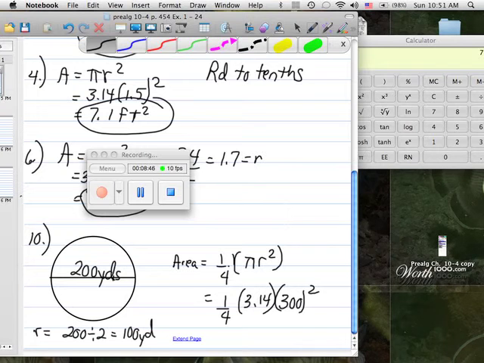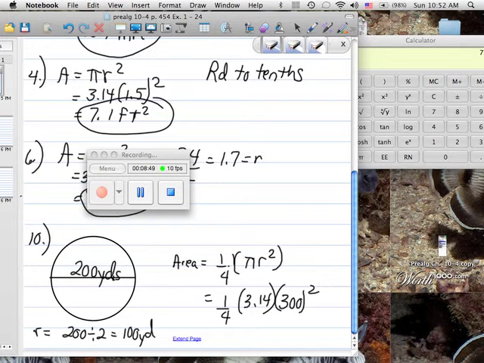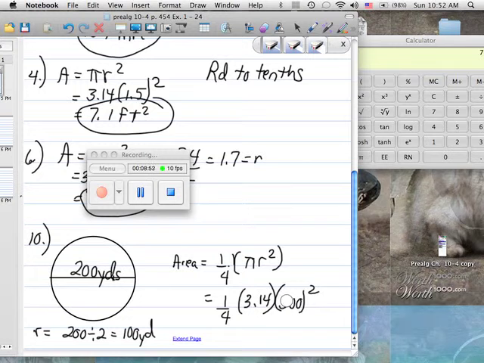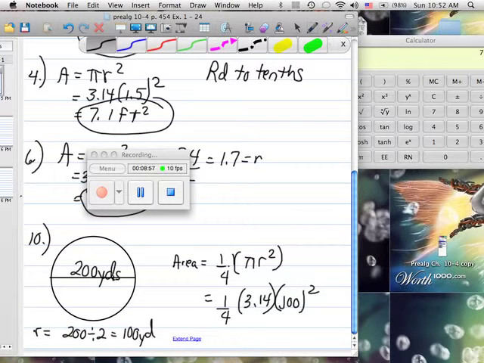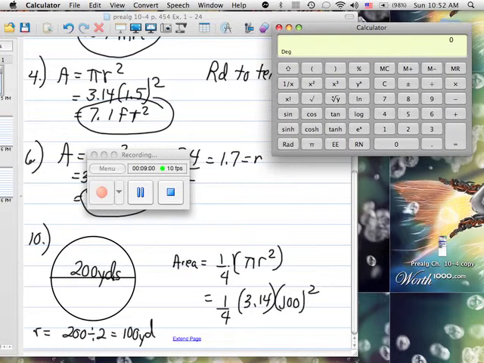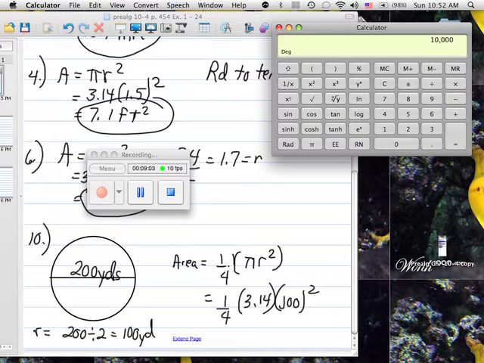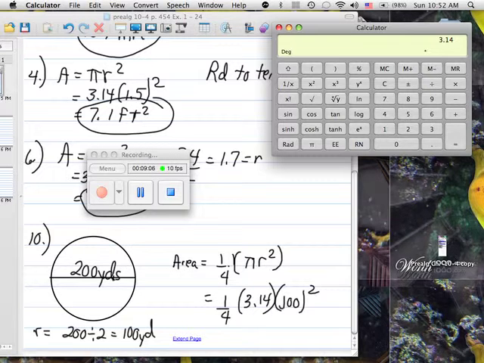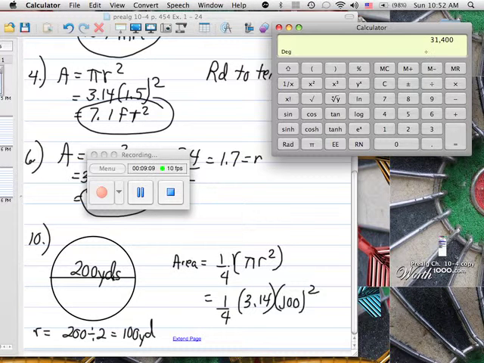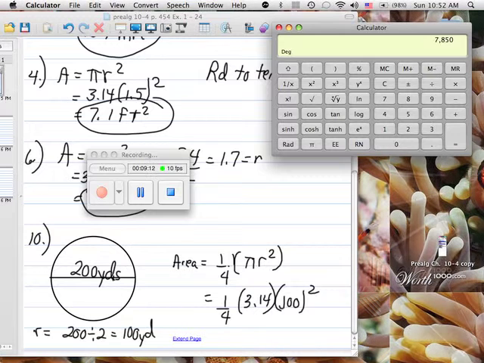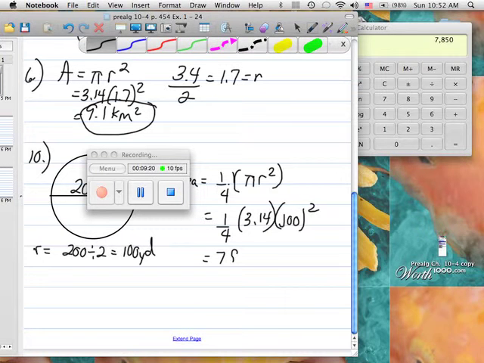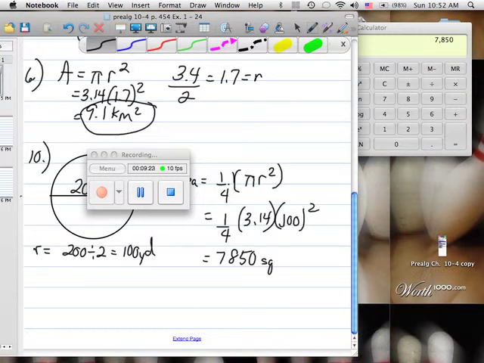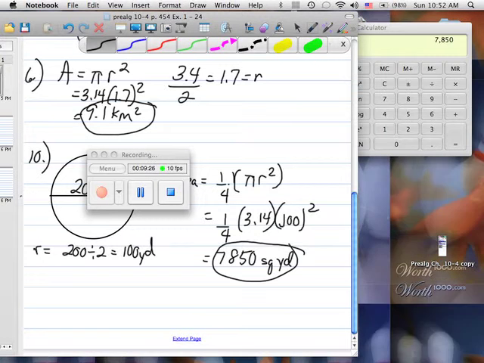So we'll go ahead and go back here and change the formula to 1/4 times 3.14 times 100 squared. So clearing this out, we get 100, square it, times 3.14, and we want 1/4 of that, so divide by 4. And the answer is 7,850 square yards. Just be careful and watch what units they're talking about.